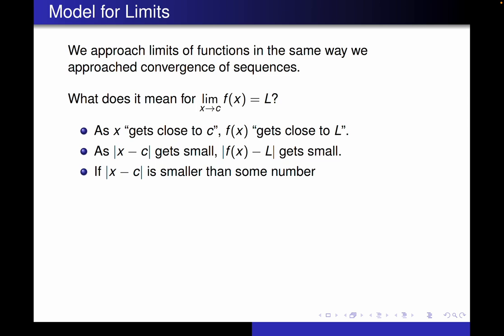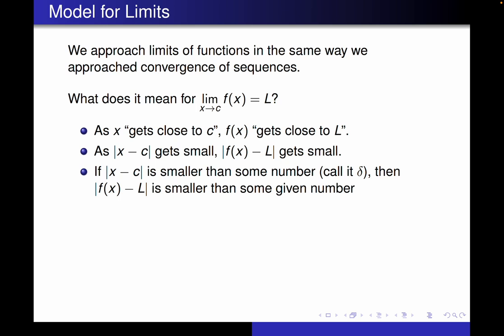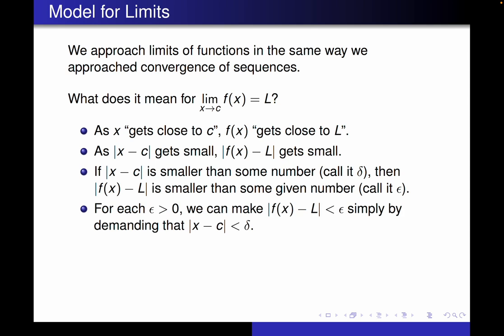So if the absolute value of x minus c is smaller than some particular number, we'll call it delta, then the absolute value of f of x minus L will be smaller than some given number. We'll call that epsilon. So every time we get an epsilon greater than 0, we can make the absolute value of f of x minus L less than epsilon simply by demanding that the absolute value of x minus c is less than our standard for being small, that delta.